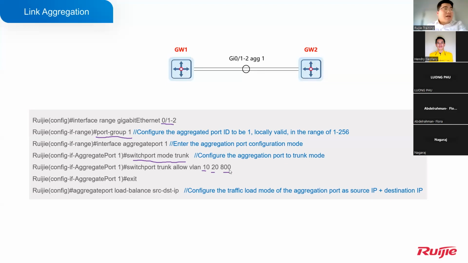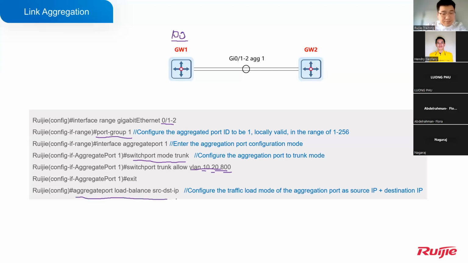So here comes a problem: if we only allow 10, 20, 80, and for example there is another VLAN 100, we should use this command to block some other VLANs. But since in this case we don't have other VLANs, it's not necessary.